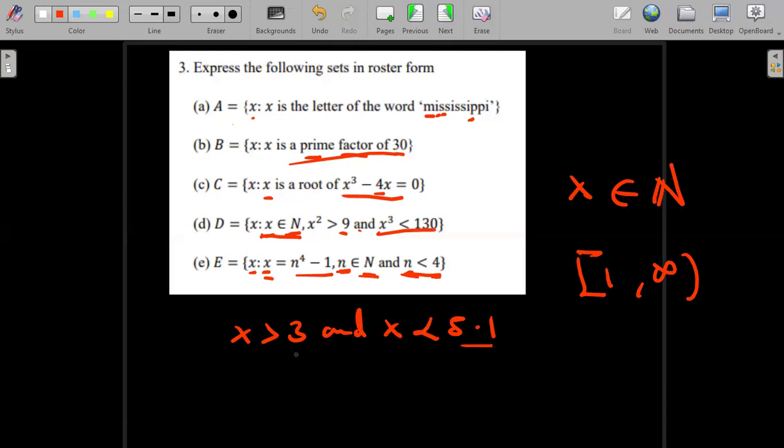So now in between 3 and 5.1, what natural numbers do I have? I have 4 and I have what? 5, because they're saying it's greater than 3. So numbers greater than 3, 4. But it has to be less than 5.1. So that is 4 and 5. That is going to be the set D, equal to {4, 5}. So this here is going to be my set D. I don't know if that is clear now.